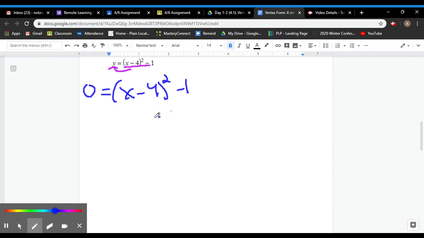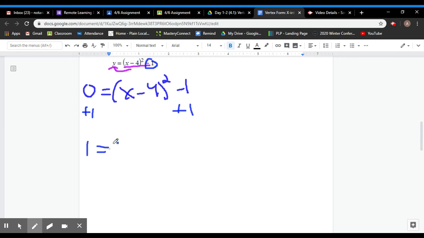So the first thing we're going to want to do, again, is get this number at the very end of the equation over to the other side first. So the opposite of -1 is +1. So I'm going to add 1 to both sides. And you get 1 equals (x - 4) squared.